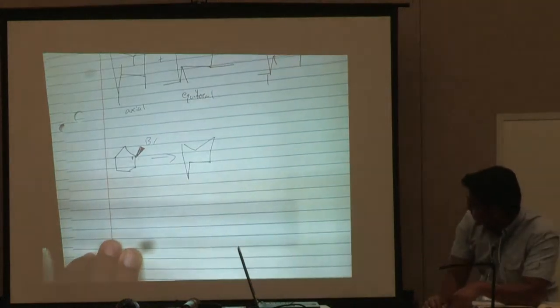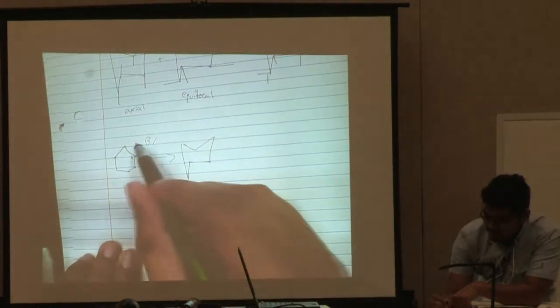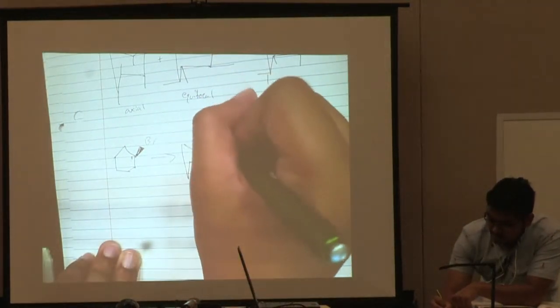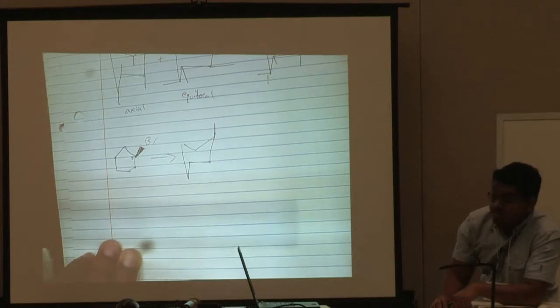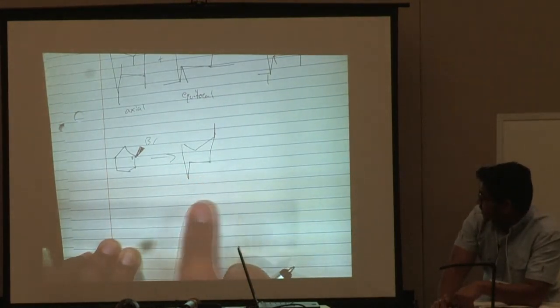Just for simplicity, I'm going to go 1, right? So that's 1, right here is 1. Since this is up, my line theoretically needs to be up, right? That's its correct chair conformation. Now, you need to draw its chair flip.